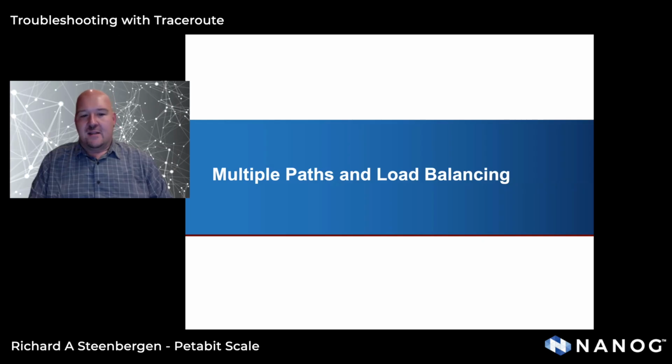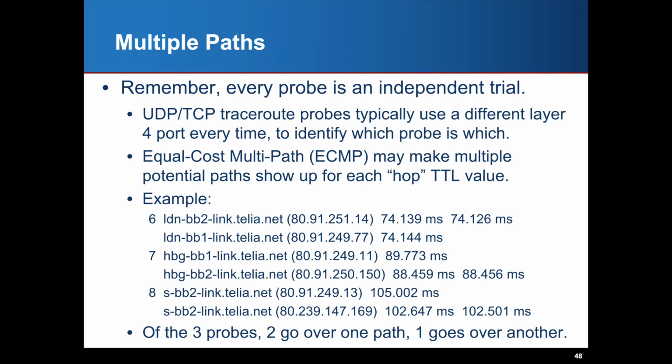So now I'm going to talk a little bit about multiple paths and load balancing. So remember, every probe is an independent trial. So if you are using UDP or TCP, what's happening typically is the source and the destination port are being incremented as you move through the network. And they will use this information to identify which probe was which. So what happens in a lot of ECMP, equal cost multipath setups, where you're trying to improve performance of the hash by looking at layer 4 data, is that it will force it to take a different path.